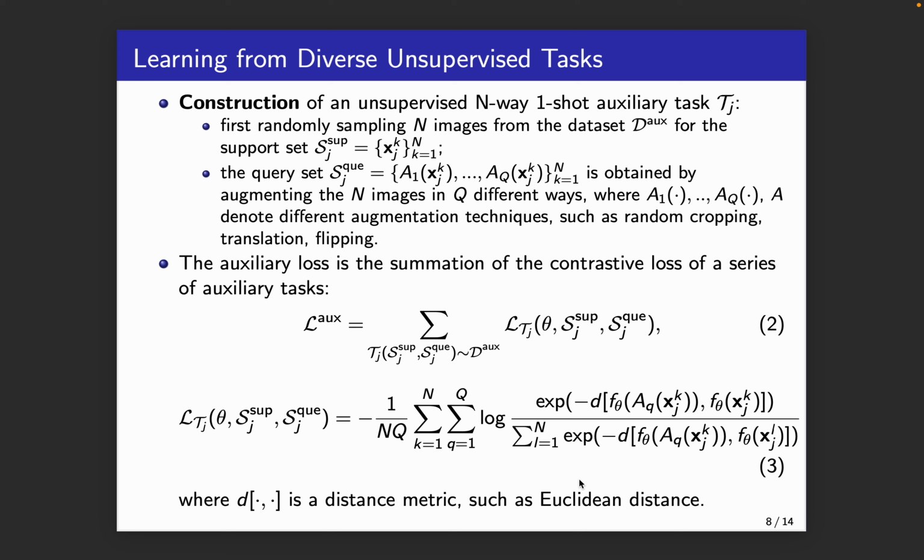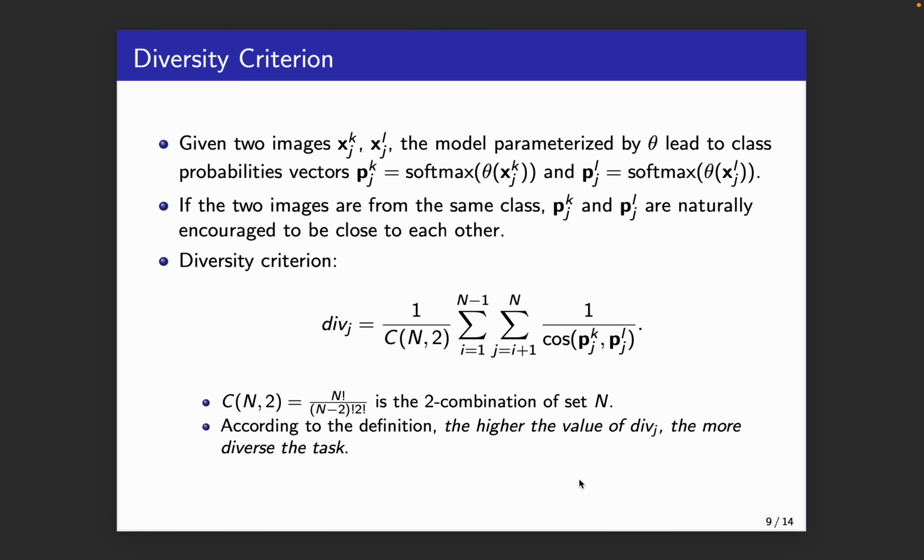The auxiliary loss is based on the summation of a series of auxiliary tasks. To select meaningful unsupervised text, we design a diversity criterion to filter out confusing text. The integration of the diversity criterion is based on the assumption that the prediction vectors of two images from the same class are naturally encouraged to be close to each other. Therefore, we design the text diverseness based on the average of the cosine similarity between the prediction vectors.